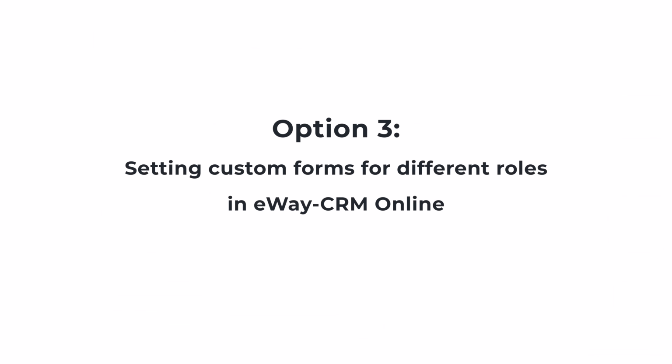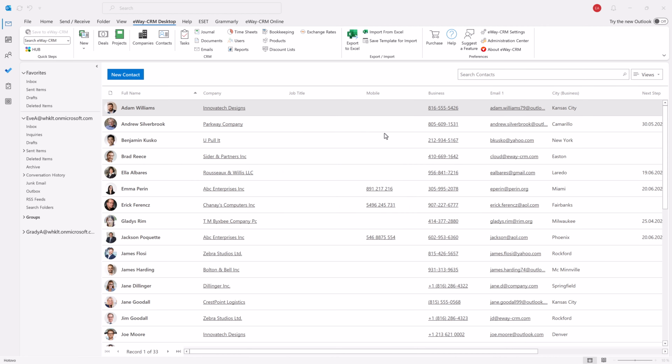Option 3. Setting custom forms for different roles in eWay-CRM Online. Some of our customers want to set different forms for different roles. This makes working with eWay-CRM extremely personalized because sales reps, for example, can only see the fields they need. If a support specialist opens the same contact, they get a different layout. Give people only what they need and don't slow them down with useless data.